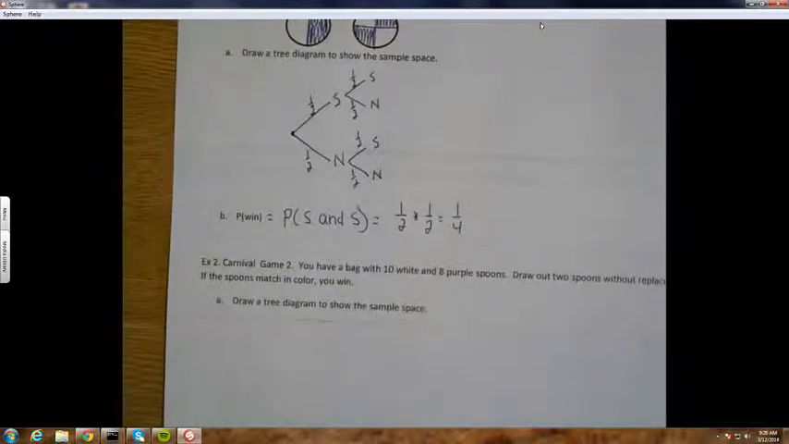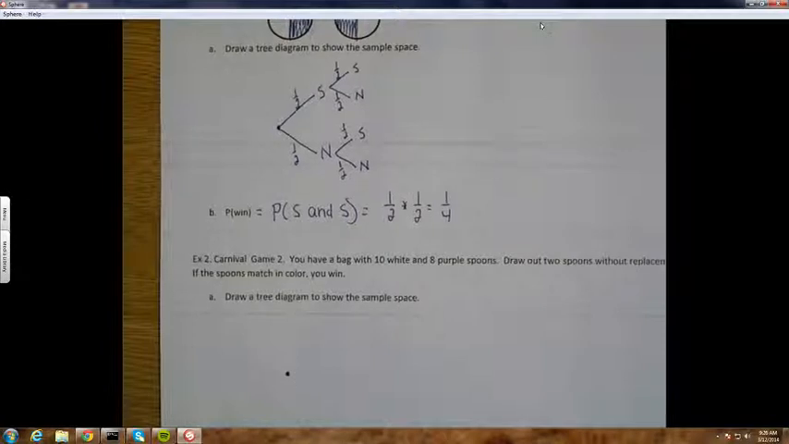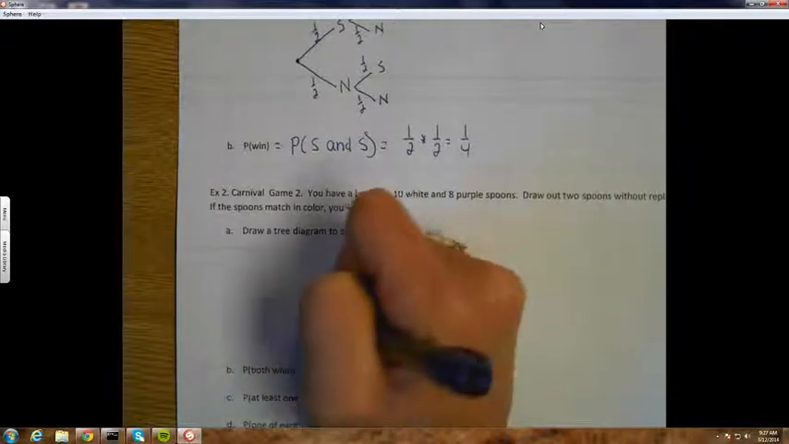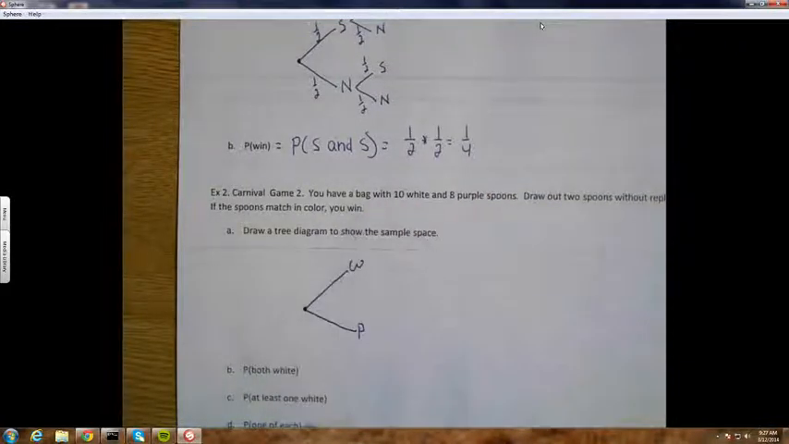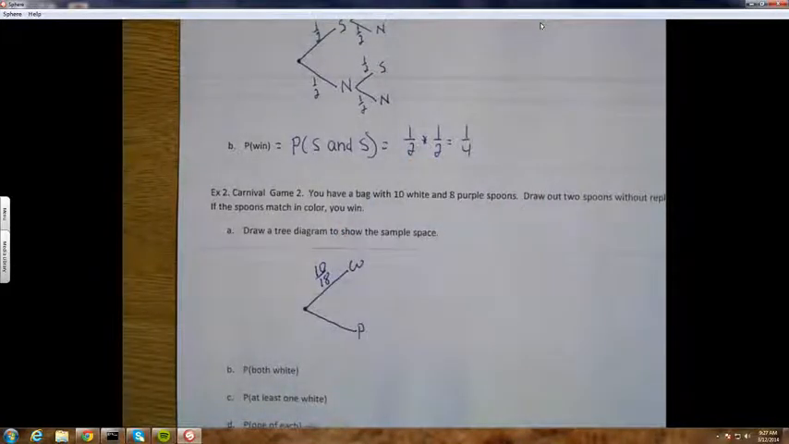So let's make the tree diagram. There's 2 events because they're drawing out 2 spoons. So what can happen on the first event? White or purple. We're looking at color. I can get a white spoon or I can get a purple spoon. But the probabilities of each one are not the same. What is the probability I get a white spoon? How many? 10 out of 18 is the sample space. 10 out of 18. Purple spoon? 8 out of the 18.